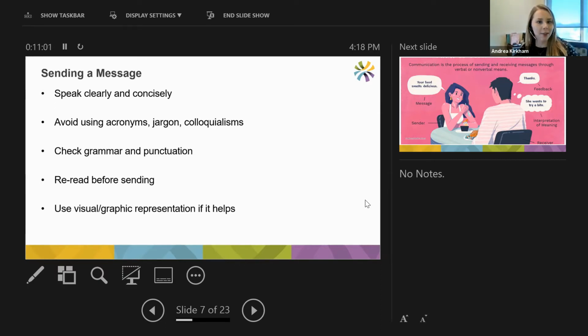Avoid using acronyms, jargon, or colloquialisms. So this could be your slang, but this could also be easy little acronyms. Just because it's in your locality or your immediate vicinity, your group uses these acronyms all the time, or these shortened sayings, it seems like everyone will understand them. But sometimes you've just gotten used to it because your close-knit group has gotten used to it.